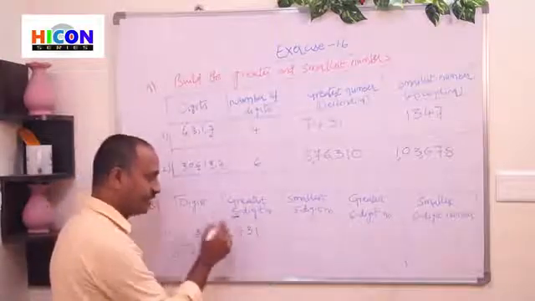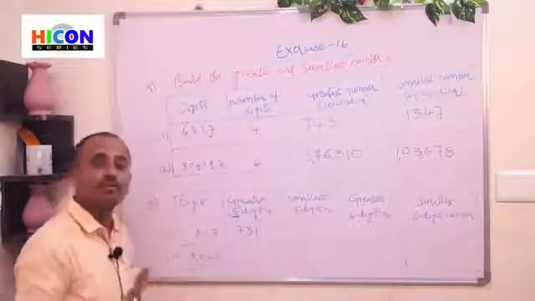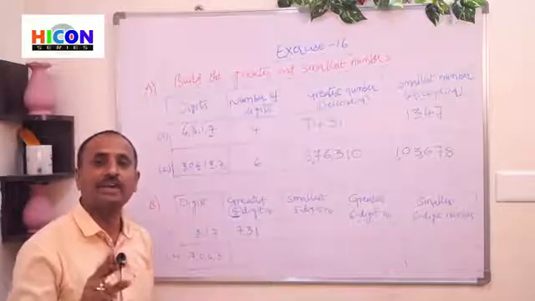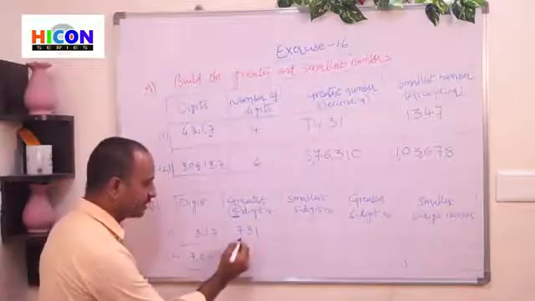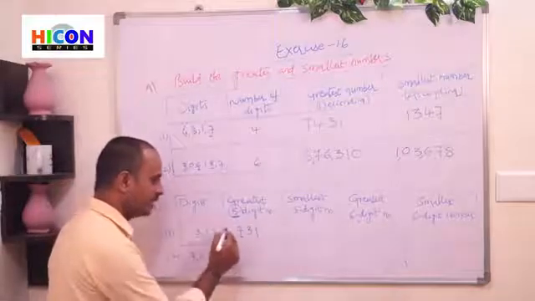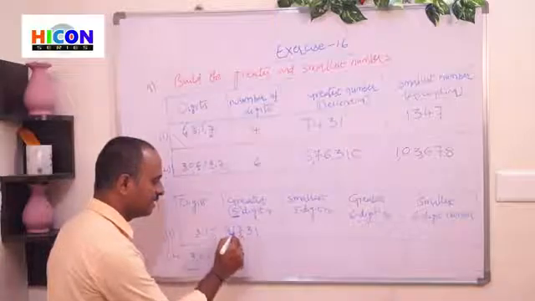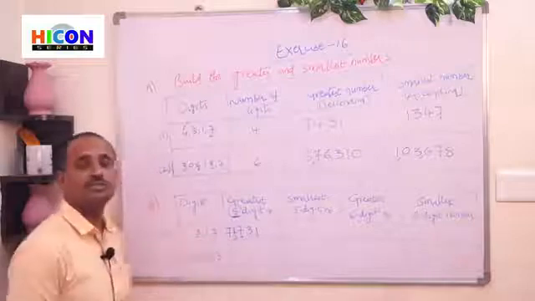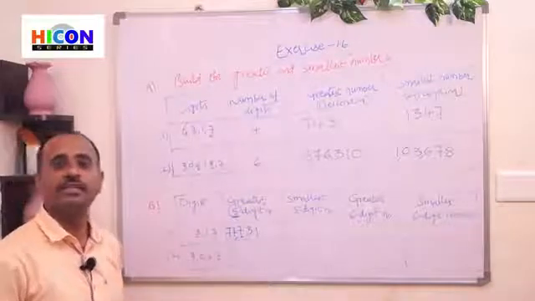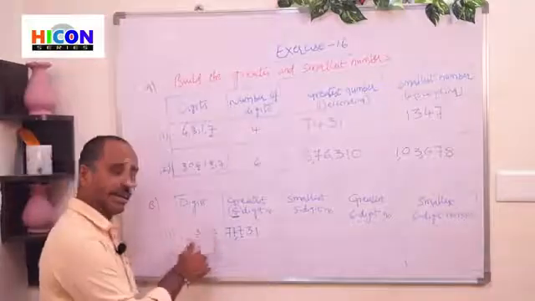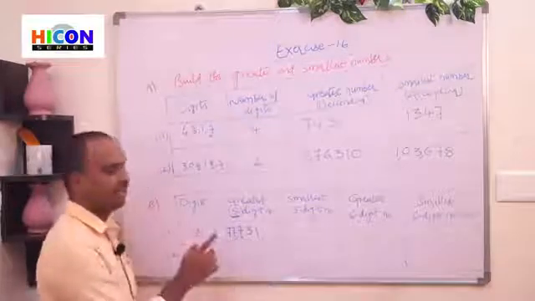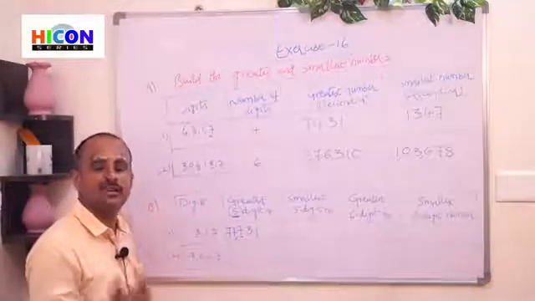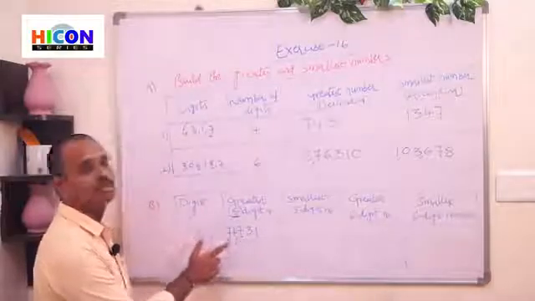But we require a 5-digit number. That means we require 2 more digits. So we have to repeat the greatest digit 2 times. Here the greatest digit is 7. That's why repeat the 7 two times at its left side. Then this is the greatest 5-digit number, 77,731. The greatest number can be obtained by repeating the greatest digit as many times as we require. Here we have only 3 digits, but we require a 5-digit number, so 2 more digits are required. That's why repeat the greatest digit 2 times.